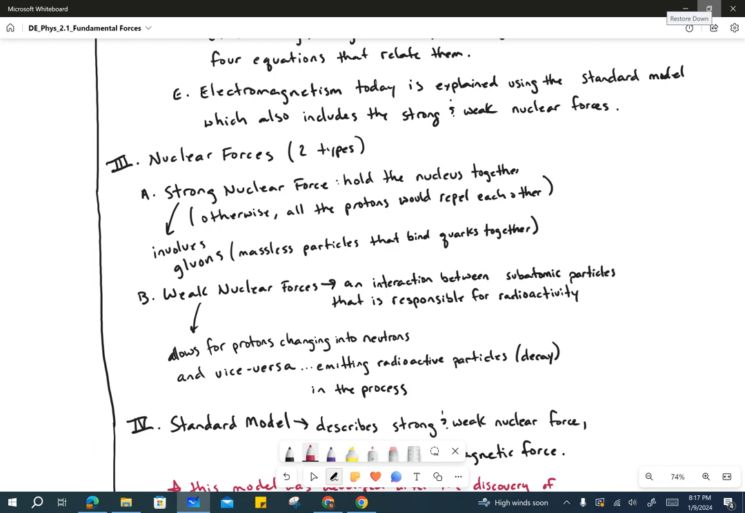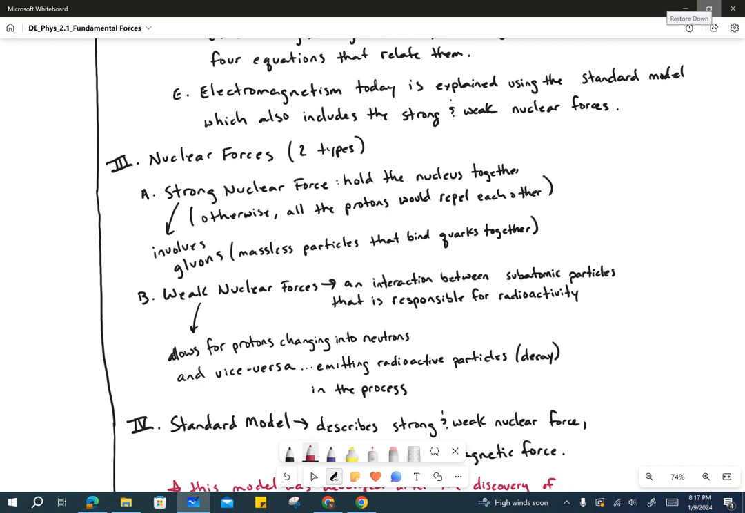Weak nuclear forces. What about these guys? This is an interaction between your subatomic particles that is responsible for radioactivity. You watch these Marvel superhero movies and you see how Spider Man is the result of somebody getting bit by a radioactive spider. It seems to be a theme with Marvel superheroes. There's always radioactivity going on, or a lot of times.